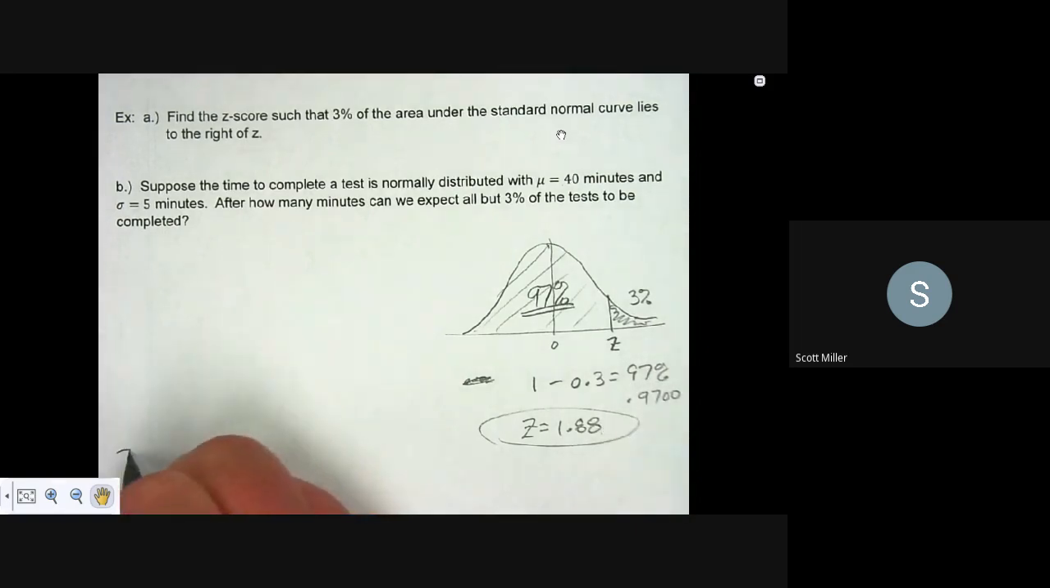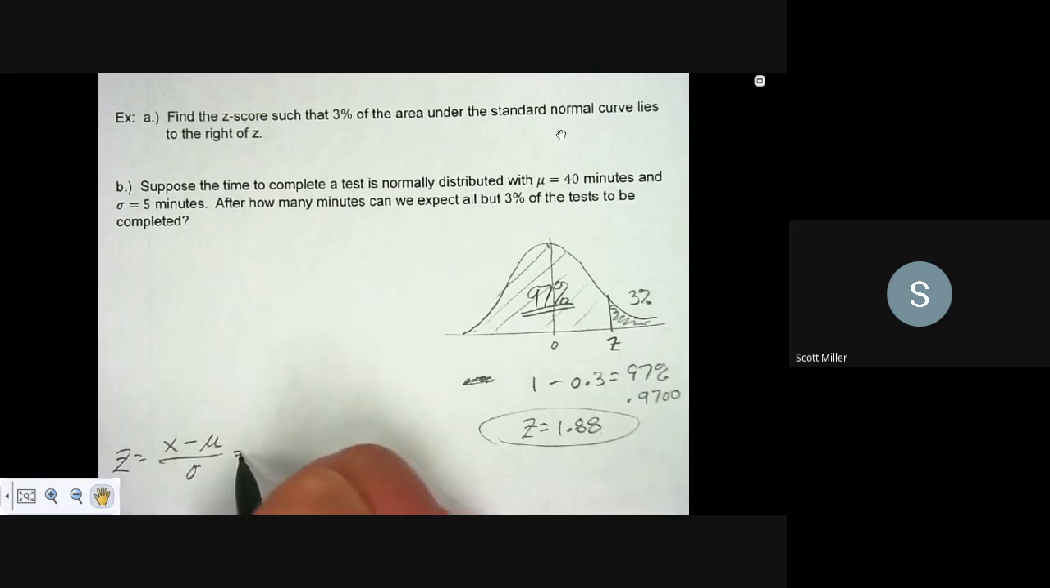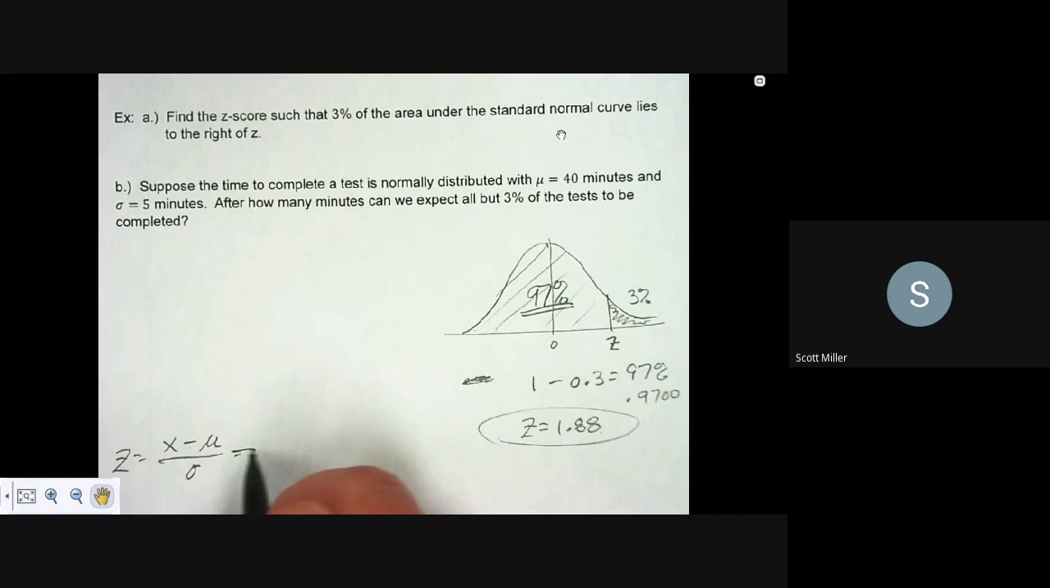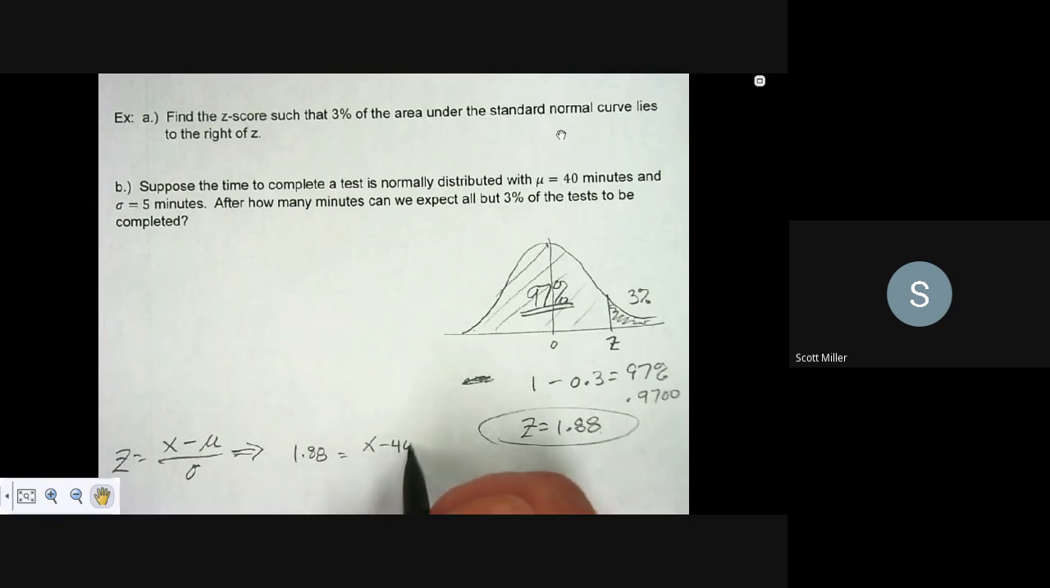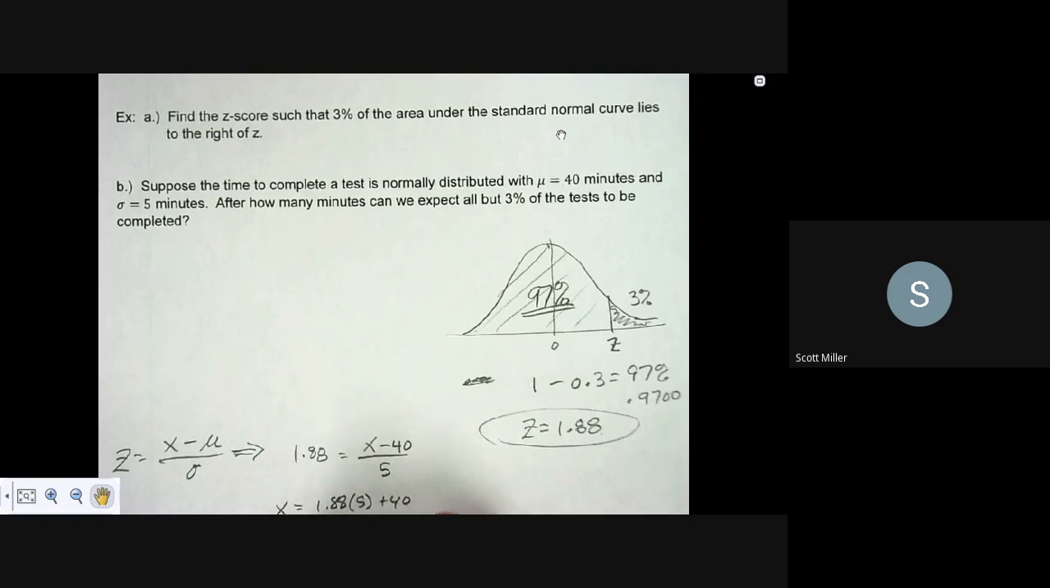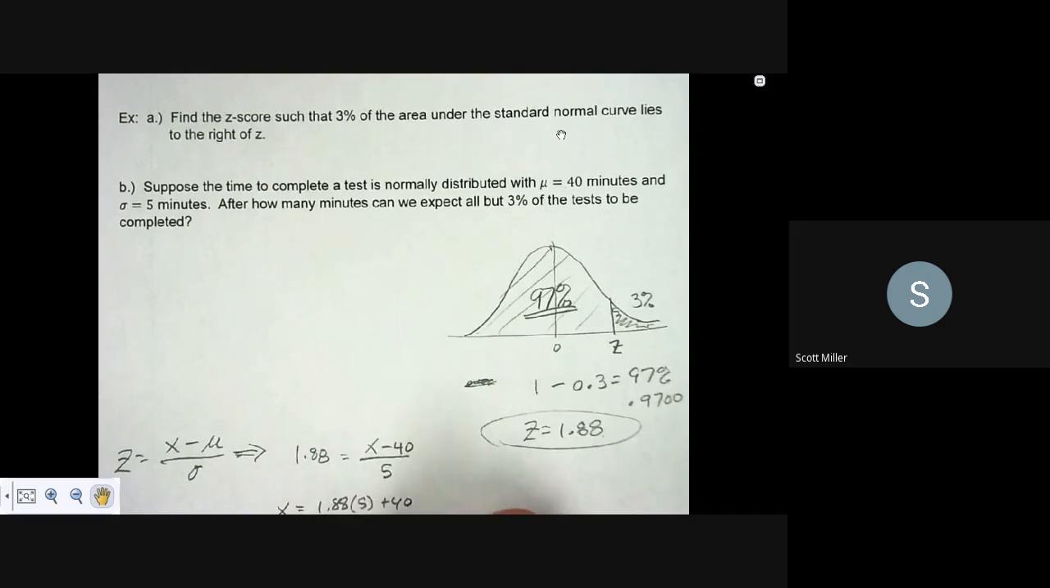So my z-score is my value minus the mean divided by the standard deviation. Plug in what we know. 1.88 is the z-score. We're looking for the x. The mean is 40. The standard deviation is 5. Solve this for x. 1.88 times 5 plus 40, and we're going to get 49.4 minutes.